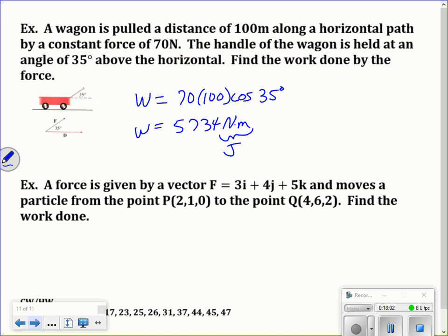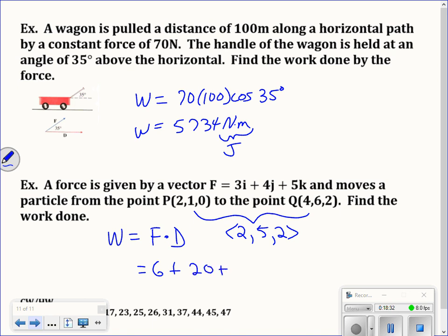All right, and then the last one here: force is given by the vector 3, 4, 5 and moves a particle from one point P to point Q. Find the work done. In this one, we're going to do F dot D, but I need the direction vector. So I need to find the vector from P to Q. 4 minus 2 is 2, 6 minus 1 is 5, and 2 minus 0 is 2. All right, so I'm going to dot these two things. 3 times 2, I get 6, plus 20, plus 10. So I get 36 joules again. All right, and that is it.